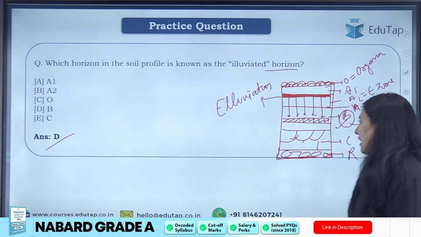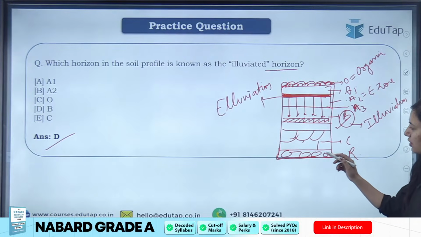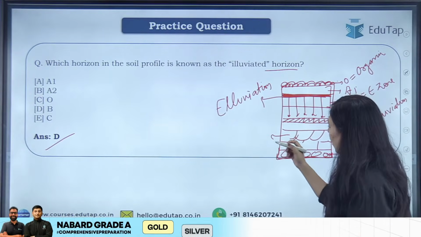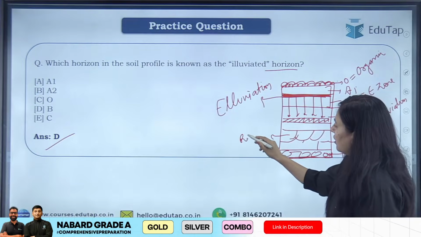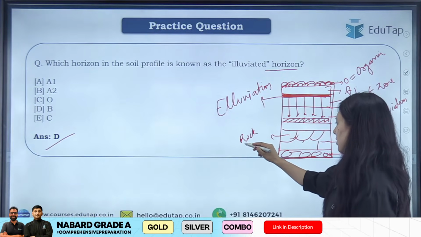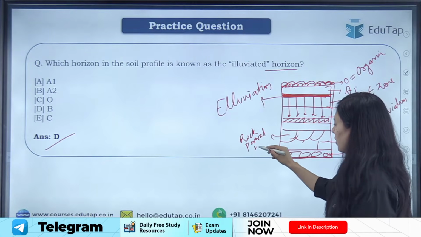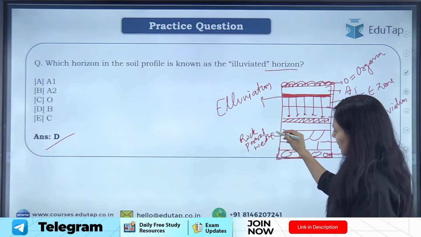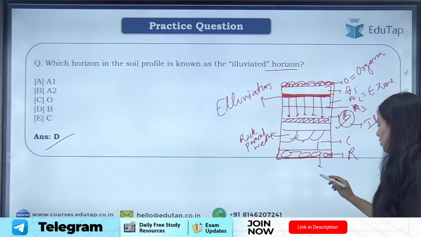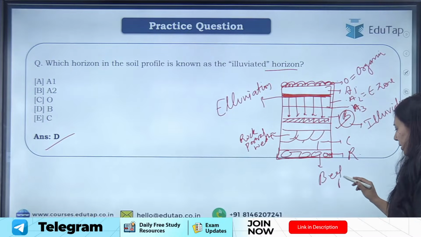ओके मयंक, सी लेयर देखो क्या होता है. सी लेयर होता है कि जो अभी रॉक दैट इज अंडर वेदरिंग. ठीक है, रॉक which is partially, you can say partially weathered rock. ठीक है, partially weathered rock C होता है, और R जो है वो बेड रॉक हो गया या फिर पेरेंट मटेरियल.